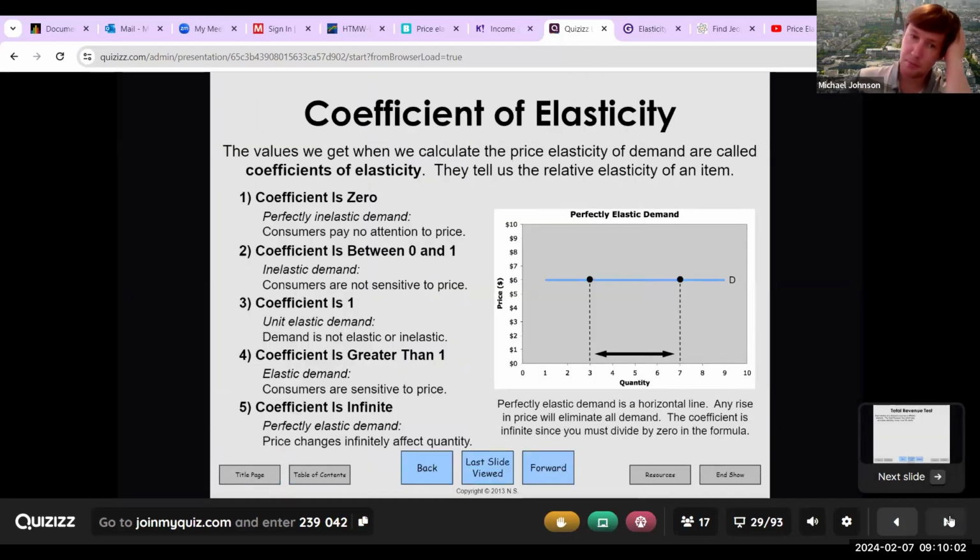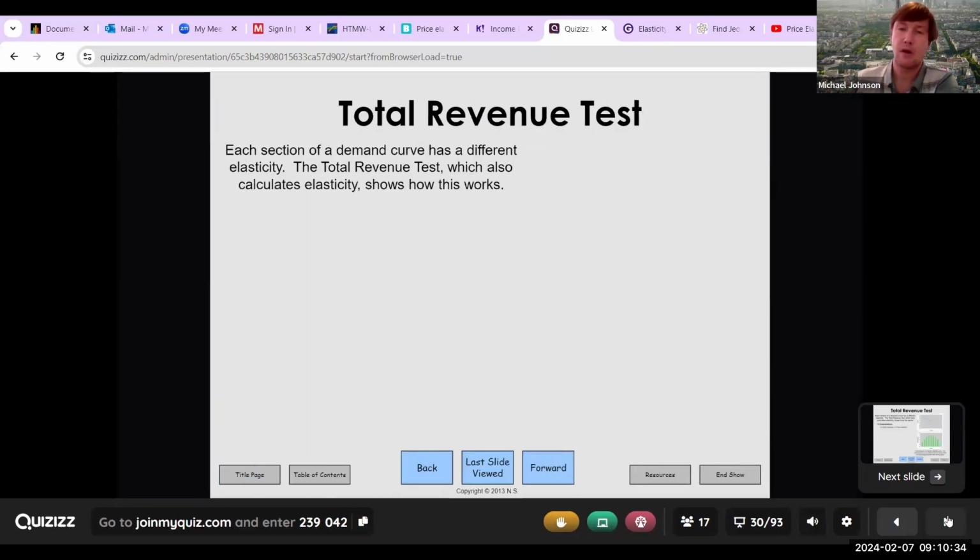So coefficient is infinite, perfectly elastic demand. Price changes infinitely affect quantity. So that's like something like a private jet. So if the price of a private jet went up, the people that are just moderately rich would just get rid of it immediately. So if there's a slight price change, the quantity demanded will go down by an infinite amount, basically. So it's for really far up luxury goods, like a private jet, for example.